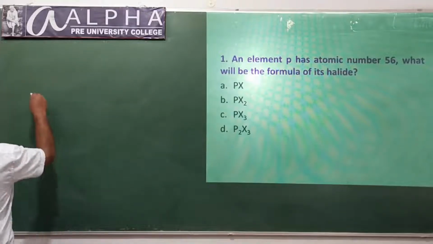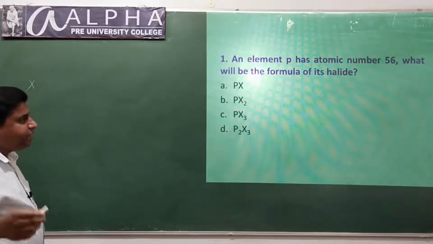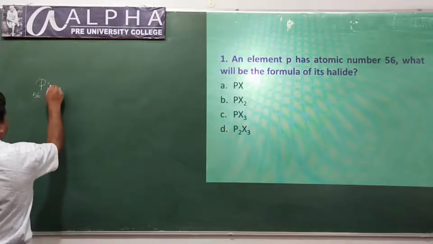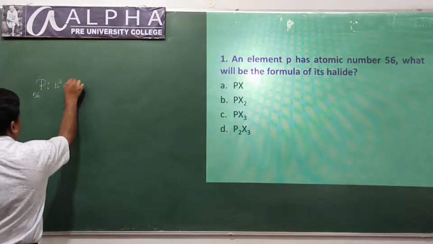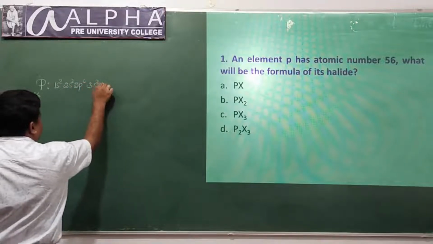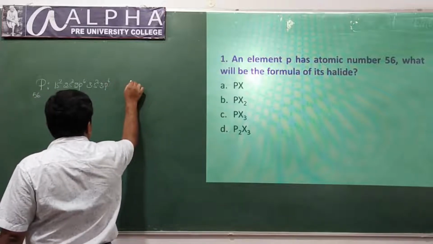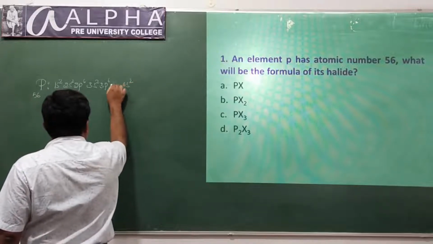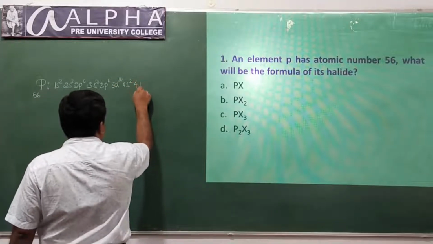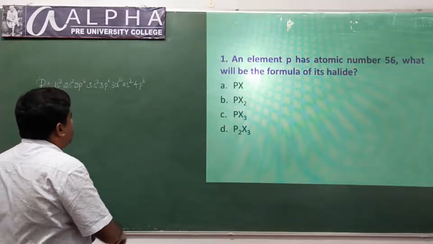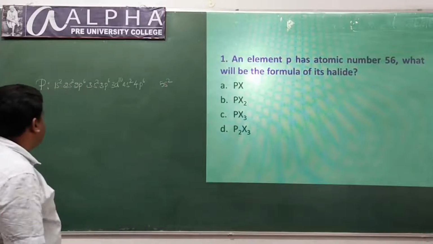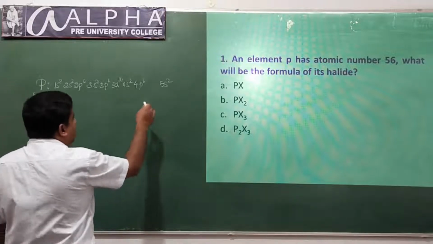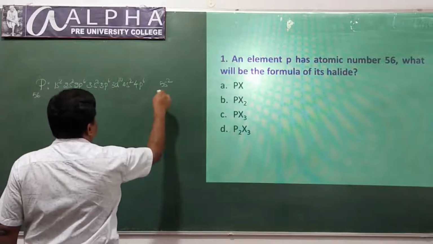What is the electronic configuration? If I don't know which element it is, let me take it as P, and the atomic number of this element is 56. Let us write its electronic configuration. 1s2, 2s2, 2p6, 3s2, 3p6, 4s2, 3d10, 4p6, then 5s2. Is it correct? How much is that so far? 10, 20, 30, 38.